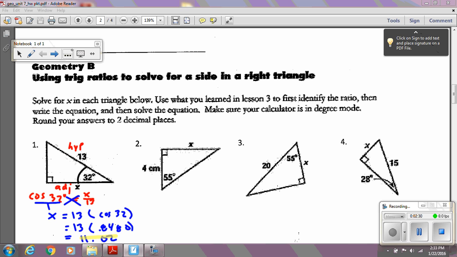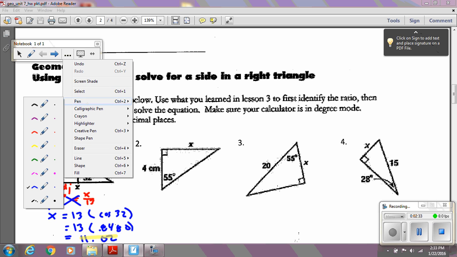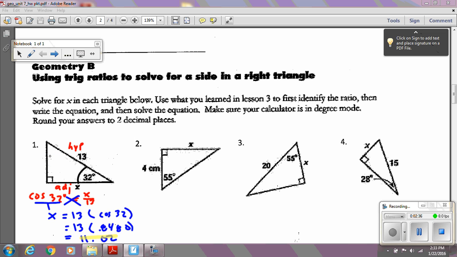All right. Number 3. My reference angle is 55. And again, I have the hypotenuse and the adjacent side. So I'm going to use cosine again. The cosine of 55 degrees is equal to x over 20. Put cosine over 1. Cross multiply. You will get x is equal to 20 times the cosine of 55.